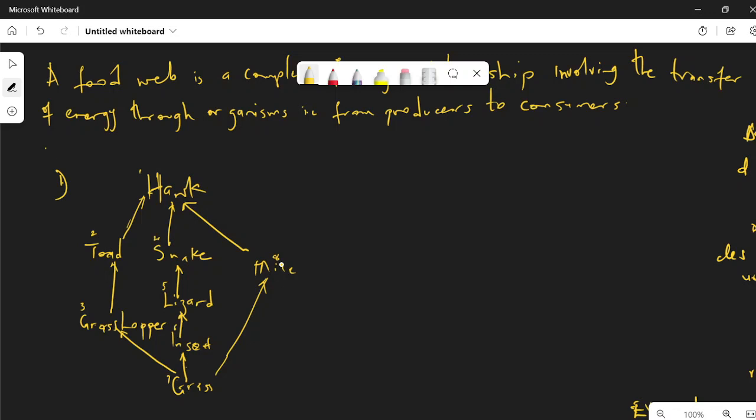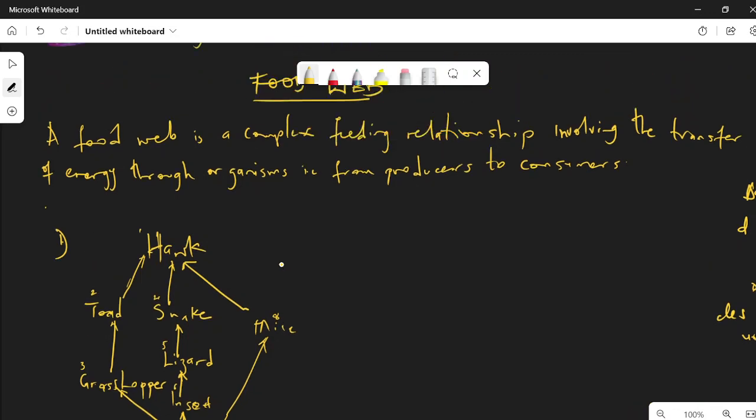It does not necessarily have to be few organisms like we have in a food chain. In fact, that is one of the major differences between a food web and a food chain. So let us look at it. I said that a food web is a complex feeding relationship. So why do we refer to it as being complex? One is because it has numerous chains.